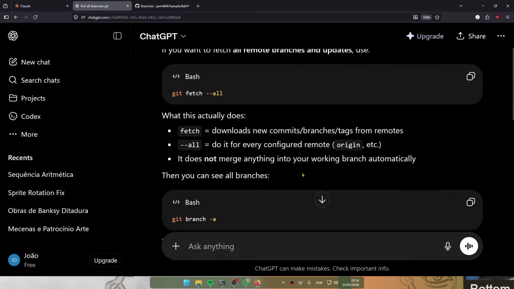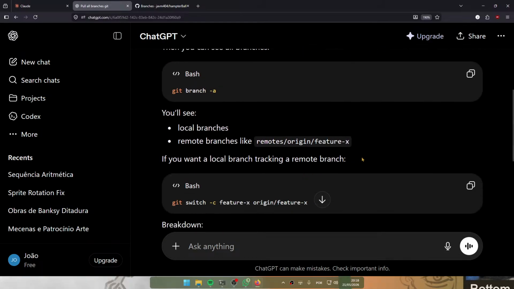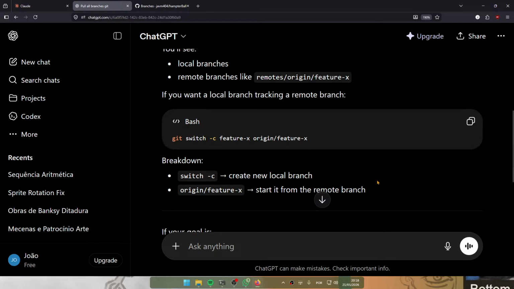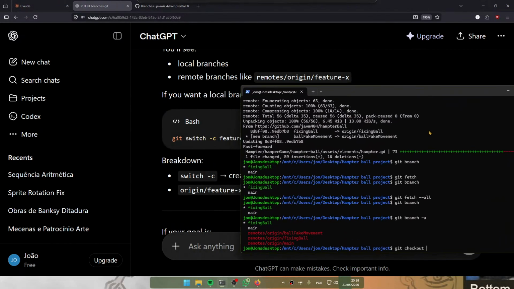Git fetch --all downloads commits from every configured remote. It does not merge anything into your working branch automatically. Then you can see all branches. You'll see local branches and remote branches under remotes. If you want a local branch tracking a remote branch, git switch -c feature-x origin/feature-x. So git switch dash c.